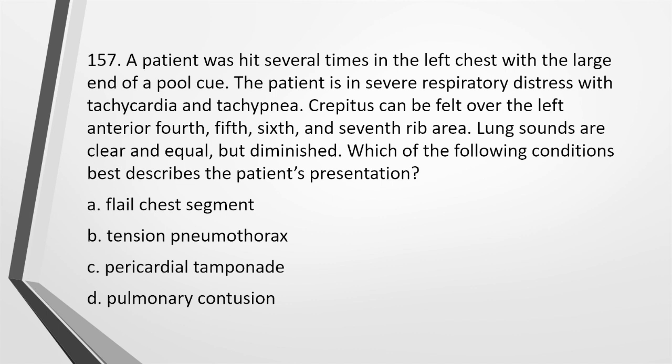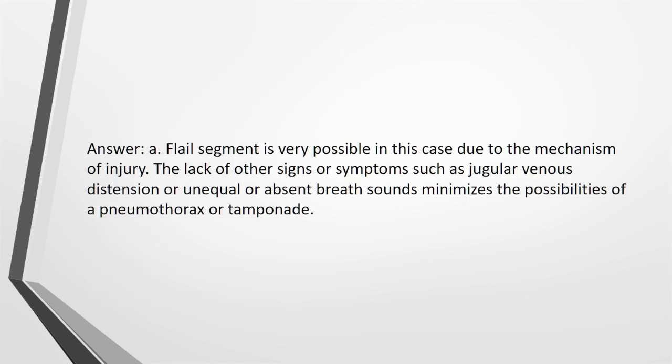A. Flail chest segment. B. Tension pneumothorax. C. Pericardial tamponade. D. Pulmonary contusion. Answer: A. Flail segment is very possible in this case due to the mechanism of injury. The lack of other signs or symptoms, such as jugular venous distension or unequal or absent breath sounds, minimizes the possibilities of a pneumothorax or tamponade.